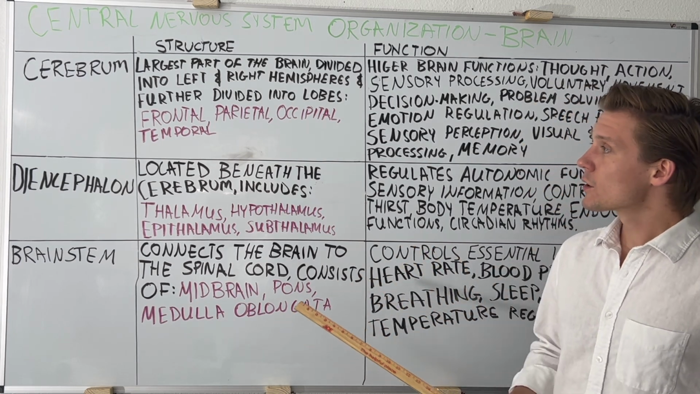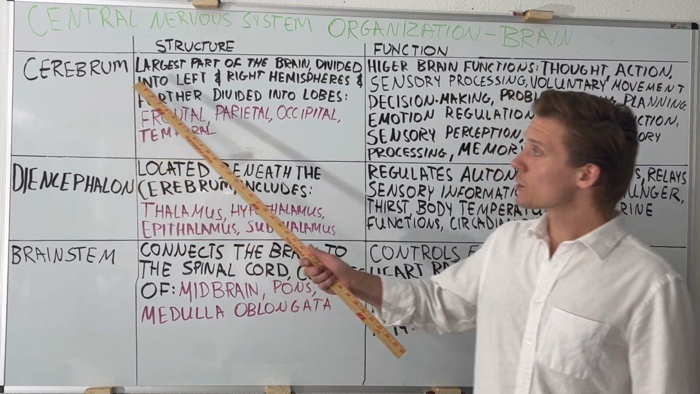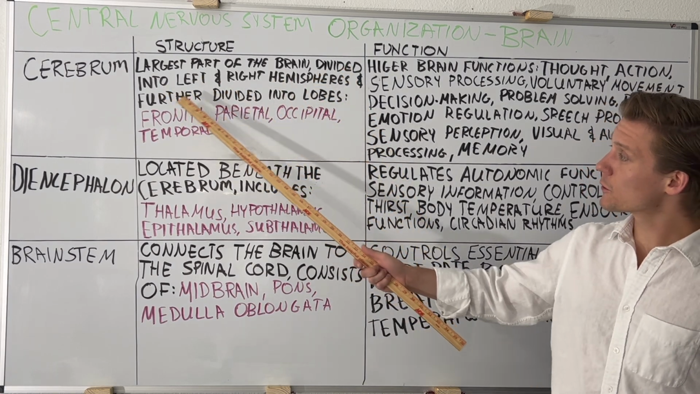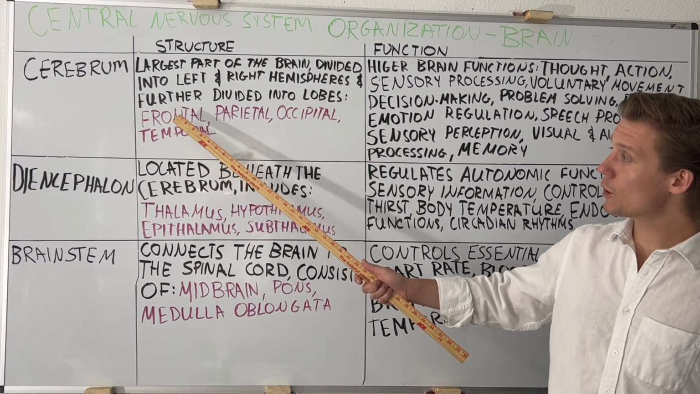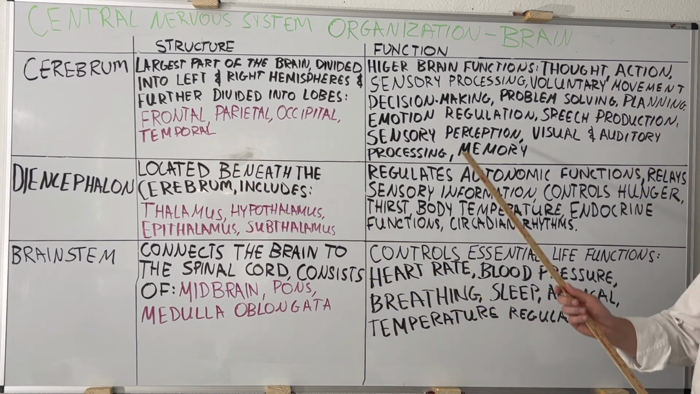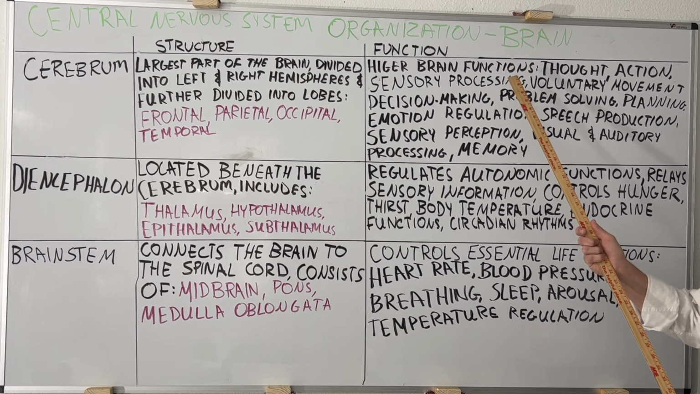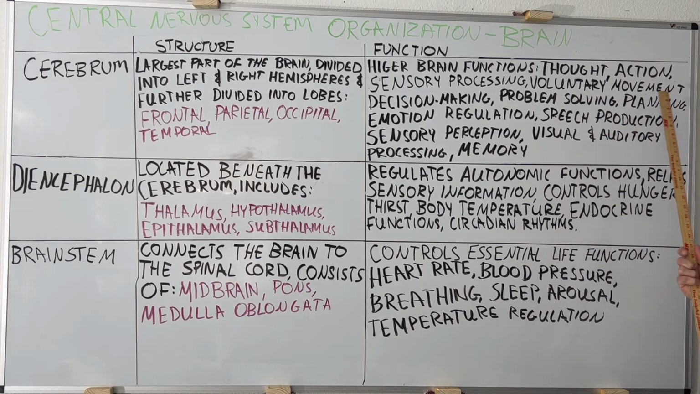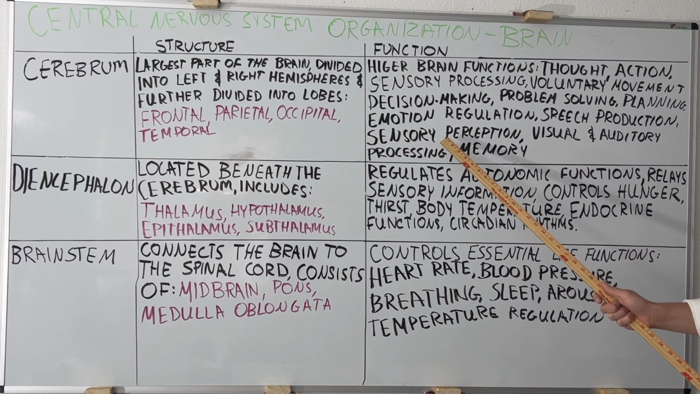So starting off, we have the cerebrum, which is the largest part of the brain, divided into left and right hemispheres, and further divided into lobes: frontal lobe, parietal, occipital, and temporal. Its associated function includes higher brain functions such as thought, action, sensory processing, voluntary movement, decision-making, problem-solving, planning, emotion regulation, speech production, sensory perception, visual and auditory processing, and memory.